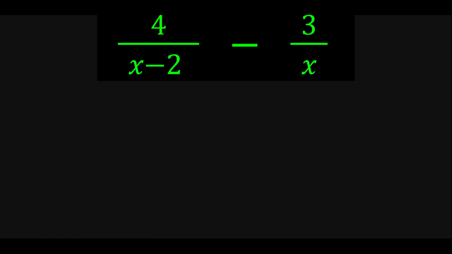The LCM will simply be x times x minus 2. If you remember the last lesson on removing brackets and creating brackets, you will know that this is how we write it when we are multiplying this x and this x minus 2. So let's go ahead and use the LCM method to solve it and get the final answer.